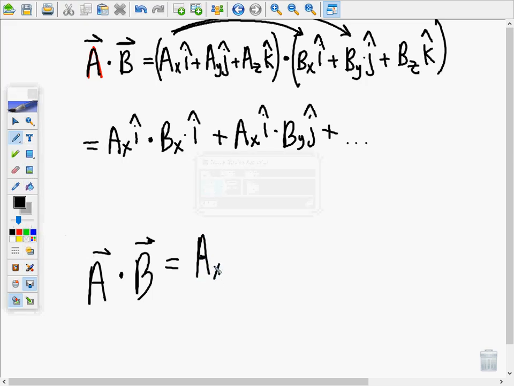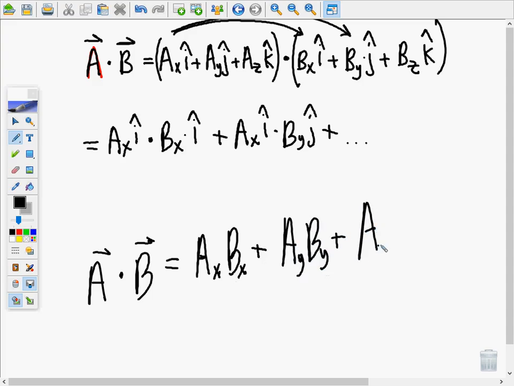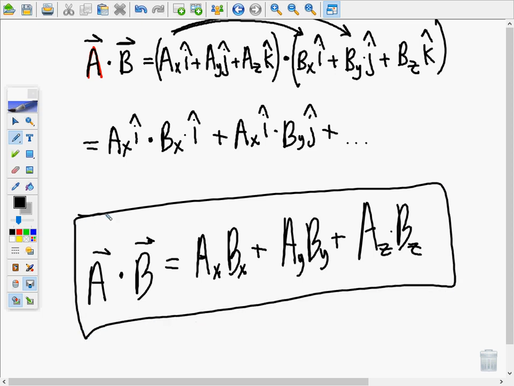This simplifies to be Ax Bx plus Ay By plus Az Bz. That's a formula you could use for finding the dot product, for 3-dimensional or 2-dimensional, when you have the vectors written in terms of their unit vectors. Go back and try this formula with the try problem and see if you get the same answer.